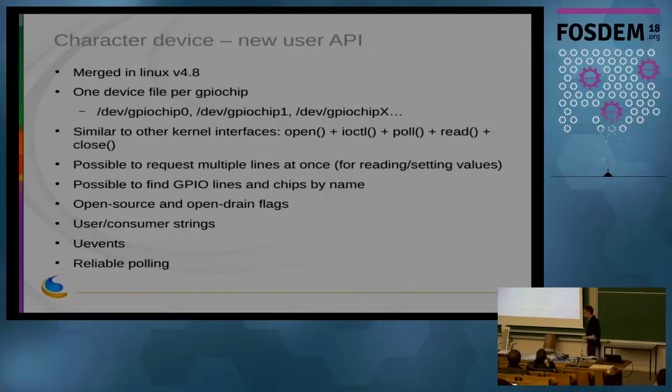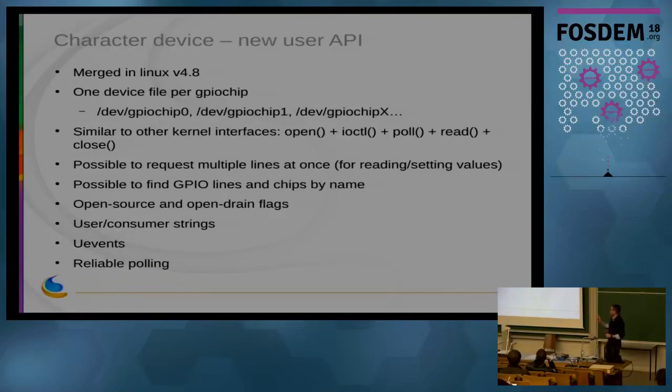Now every GPIO chip registers a device file. The device files are called gpiochip0, 1, and so on. And these device files can be accessed and manipulated with standard Linux system calls, so open, ioctl, read, close. Now, unlike the SysFS interface, you can request multiple lines at once, and you can work on sets of lines.